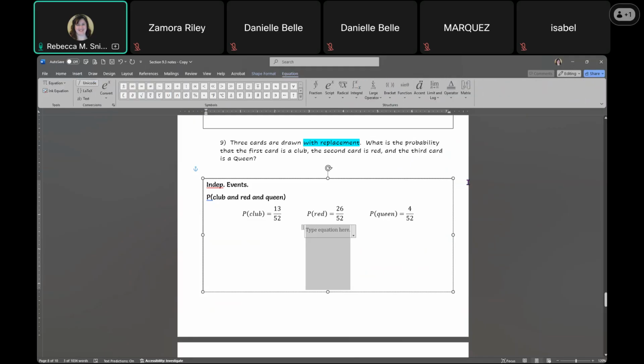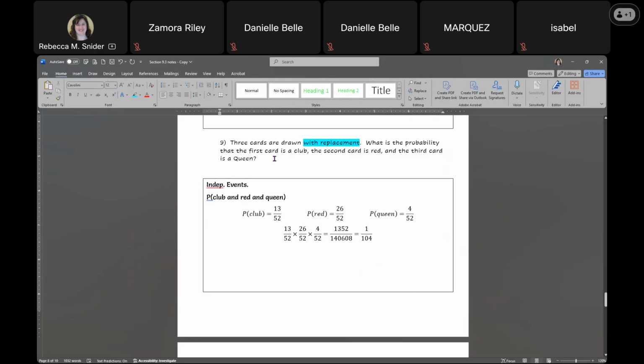So all we do here is multiply these together. This is 13 out of my 52. I'm going to multiply that by 26 out of my 52 and multiply that by 4 out of my 52. This is going to give me 1352 out of 140,608. And then again, reduce it all the way down or give me its decimal. This one becomes 1 out of 104 or give its decimal place. Okay. Any questions on that one?